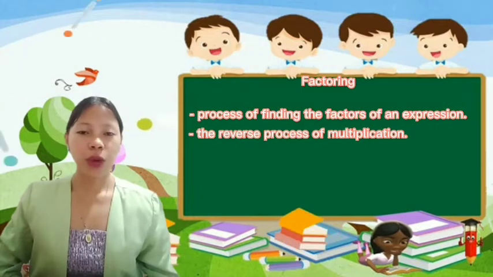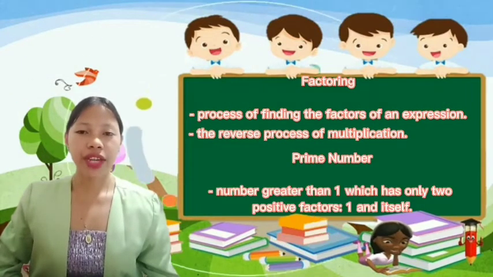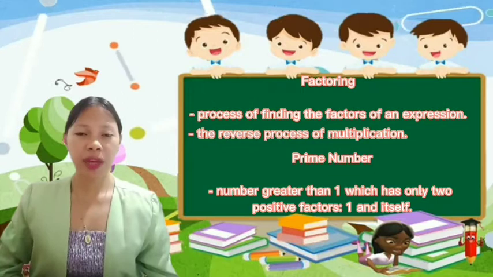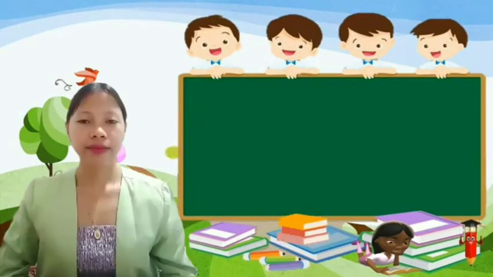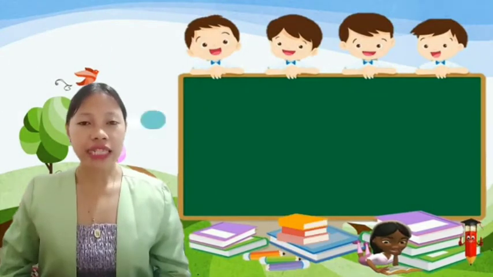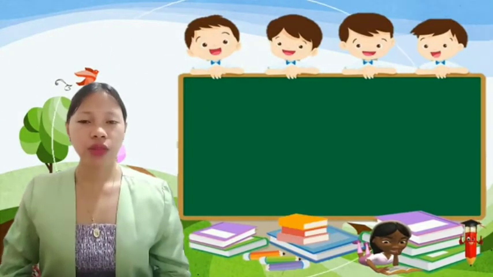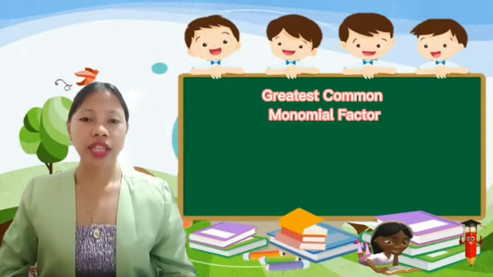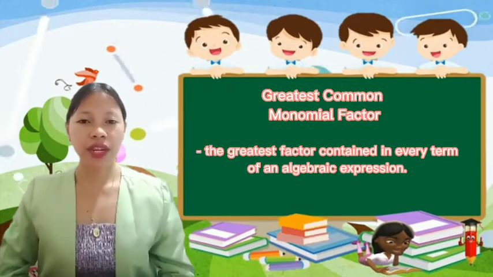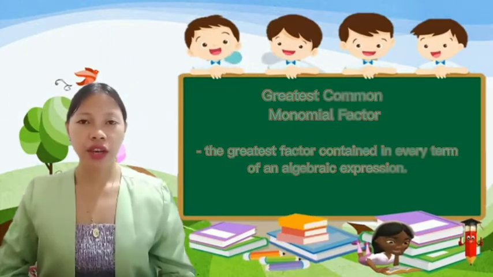Here, we have the prime number. It is a number greater than 1 which has only 2 positive factors, 1 and itself. In factoring, there are 6 types that we will encounter. We have the greatest common monomial factor, the greatest factor contained in every term of an algebraic expression.